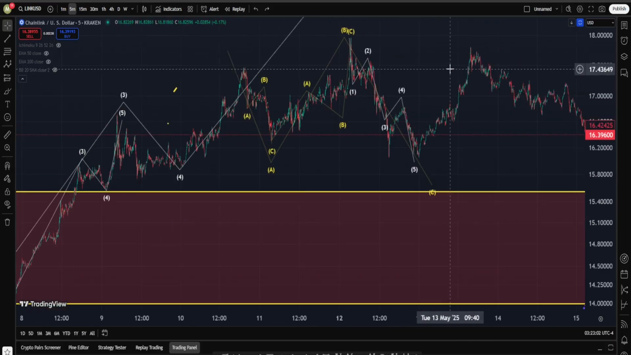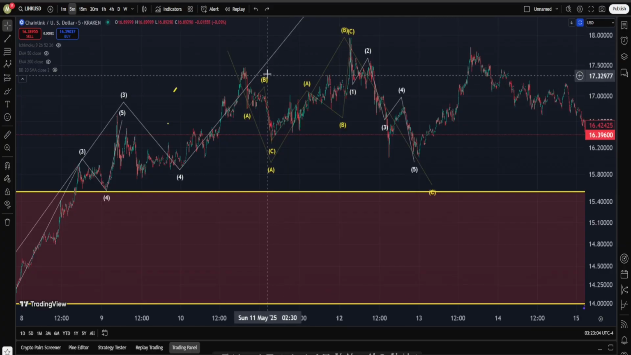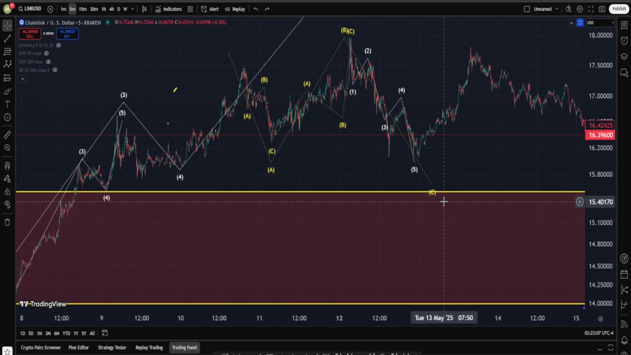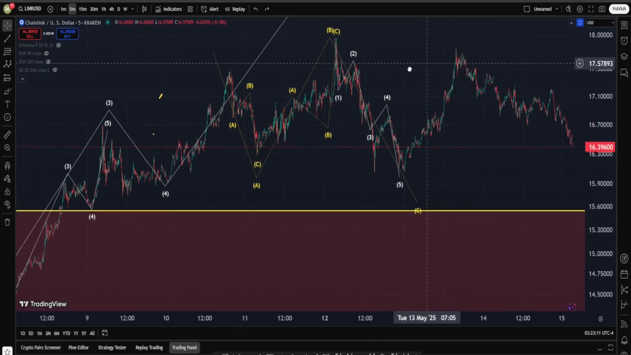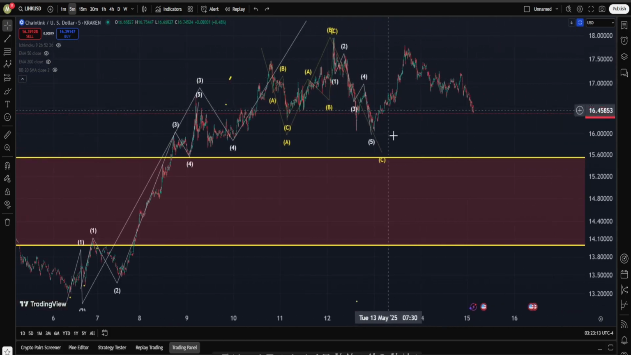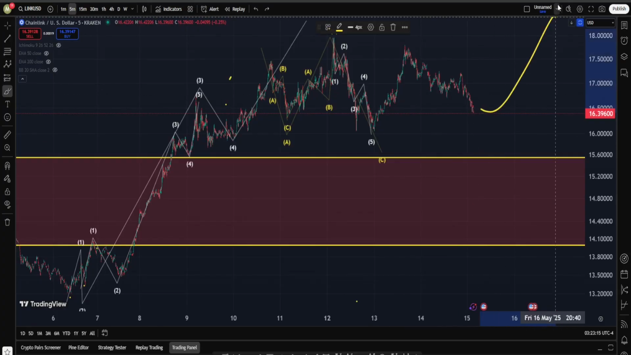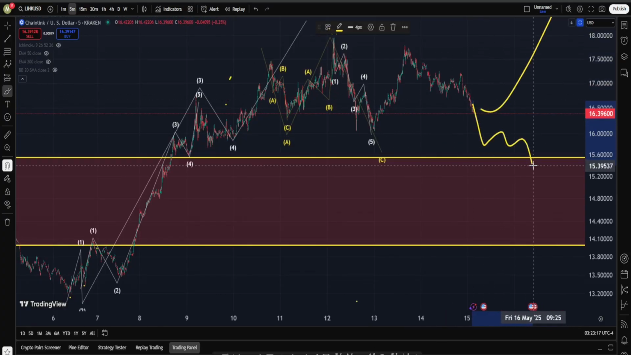I said, do not worry, odds are on a higher degree we're going to have an A, B, C expanded flat, and our move on the upside most likely is not over yet, and that pretty much played out. The question is, can we say from here we're going to get a move up, or maybe we are going to go just a bit lower?